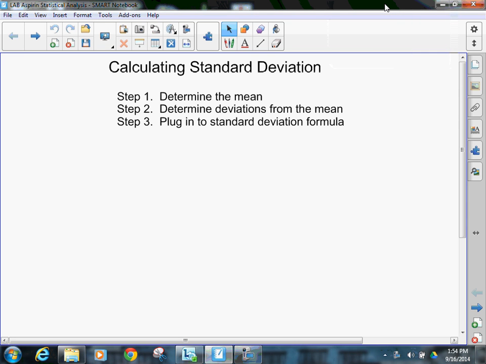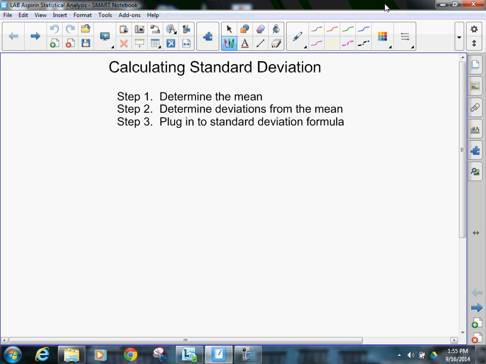In this video, I'm going to show you how to calculate the standard deviation of some data that you collected in lab. So let's say that you did a synthesis of aspirin lab where you synthesized aspirin and you determined your percent yield. So you have a bunch of different groups reporting their percent yield, and we're going to determine if the percent yield that you got falls in line with the rest of the class's data. And the way we're going to determine that is if it is within 2 standard deviations of the mean, then your data will be good.